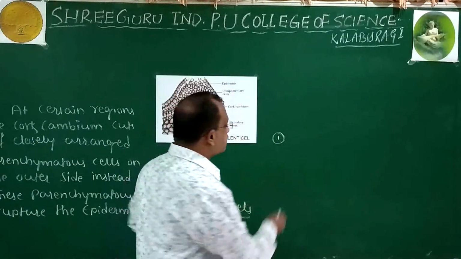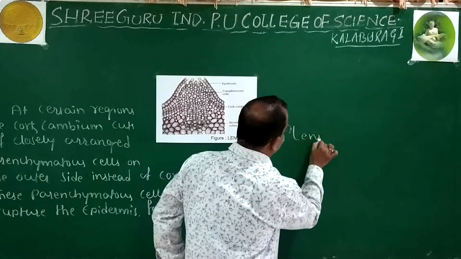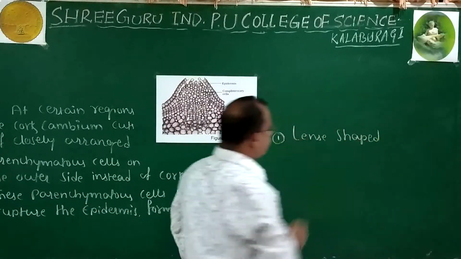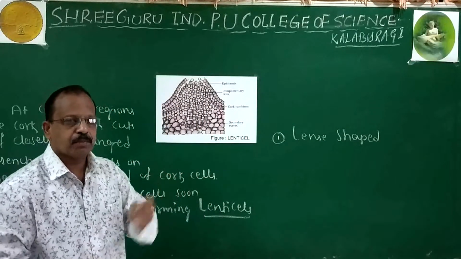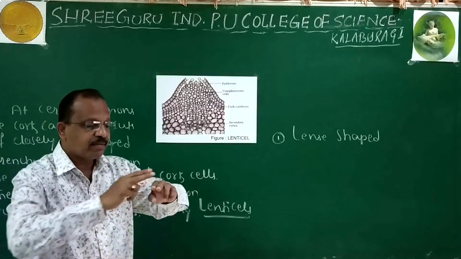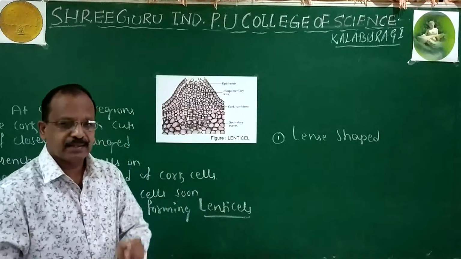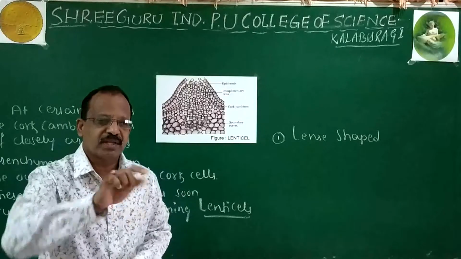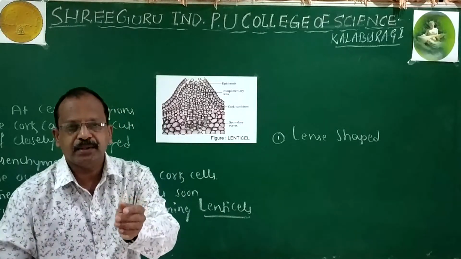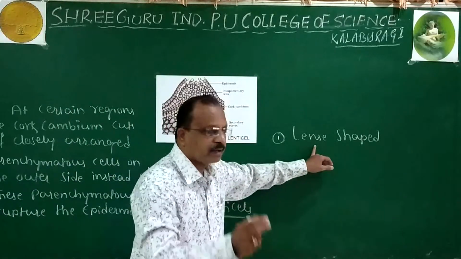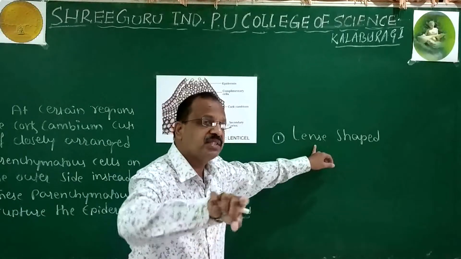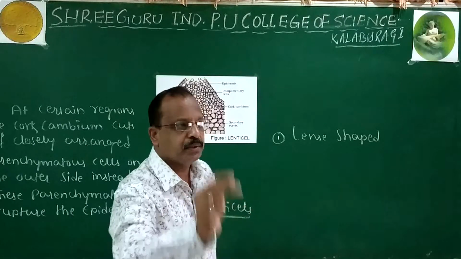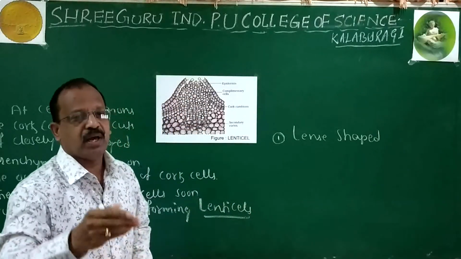Look over the first point. Lenticels are lens-shaped raised spots developed on the stem, especially during secondary growth. The question arises how they are formed.